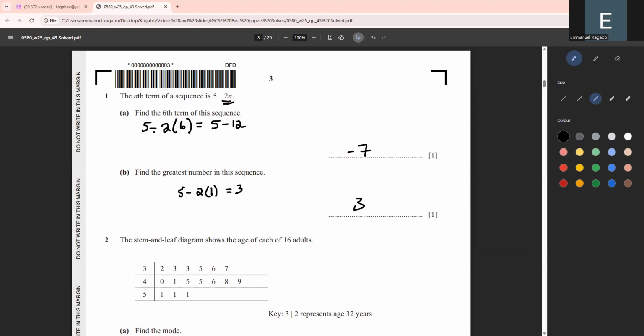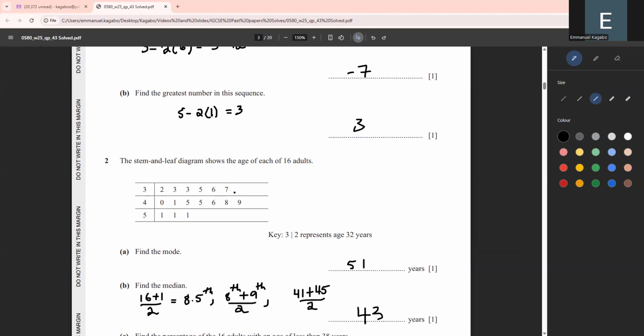So that's why I did 5 minus 2 bracket 6. Then when you open the brackets here, you get 5 minus 12, and 5 minus 12 gives you minus 7. Okay? Is that okay for everyone? I hope you have understood that.